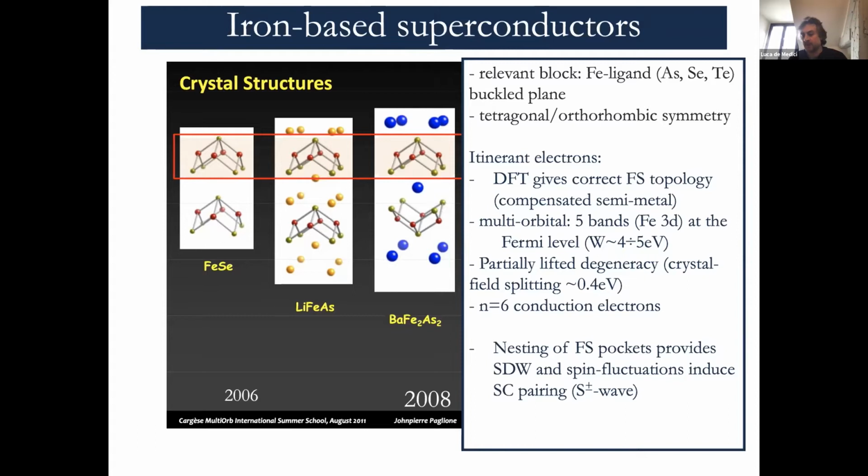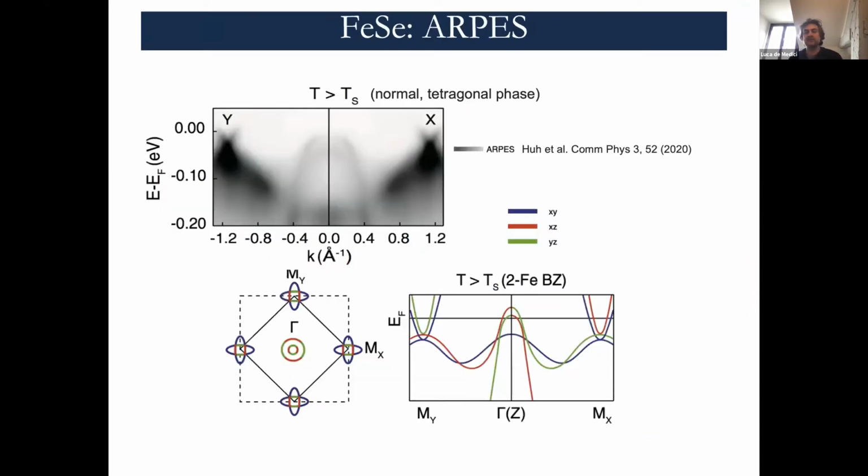The nesting of these pockets provides a natural mechanism for the magnetic phases that one finds, and also a natural spin fluctuation mechanism for pairing, which is probably the mainstream scenario for superconductivity. However, we'll see that there are some difficulties in modeling that we'll try to face.